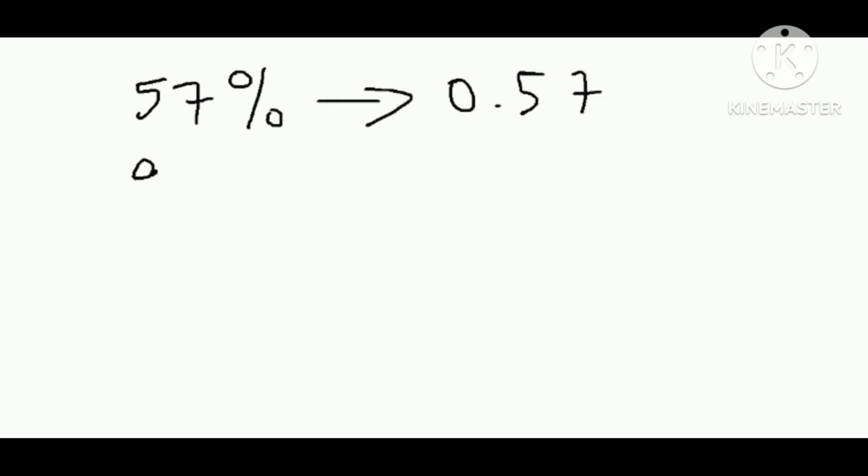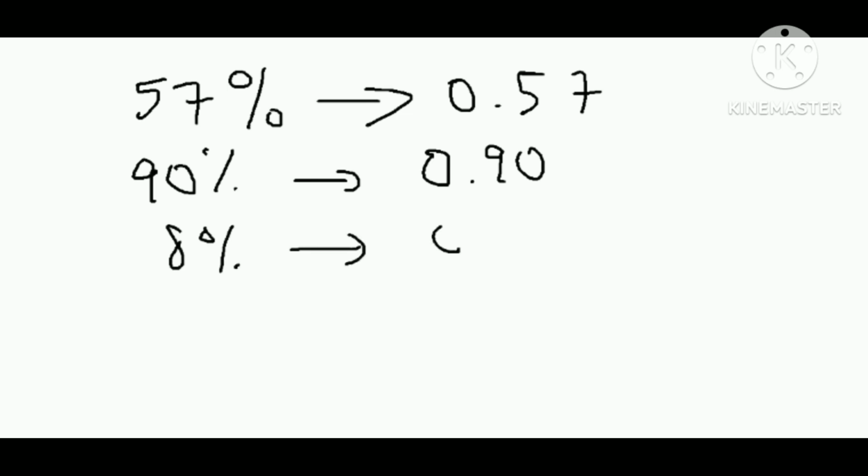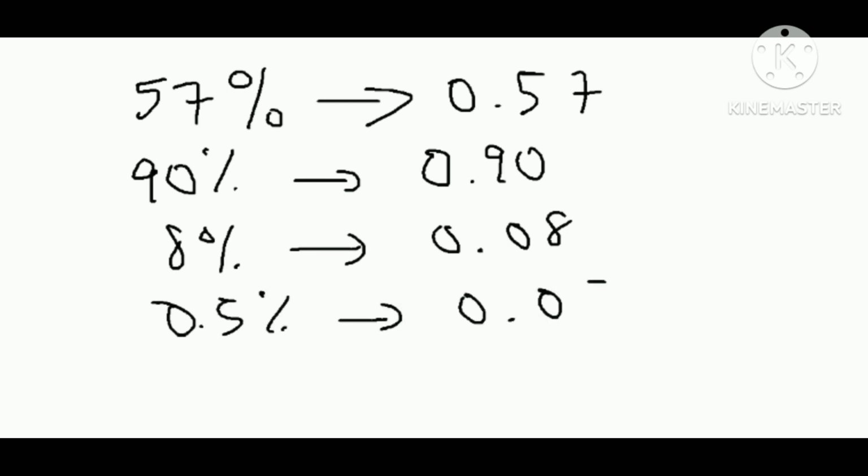So now let's go over percentages. If you have 57%, how can you convert this number into a decimal? To convert a percentage into a decimal, divide it by 100. 57% is the same as 0.57. 90% is 0.90. 8% is 0.08. 0.5% is 0.05. I mean, not 0.05, but 0.005. There we go.